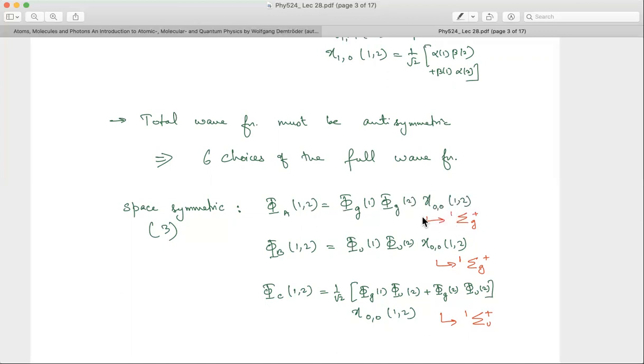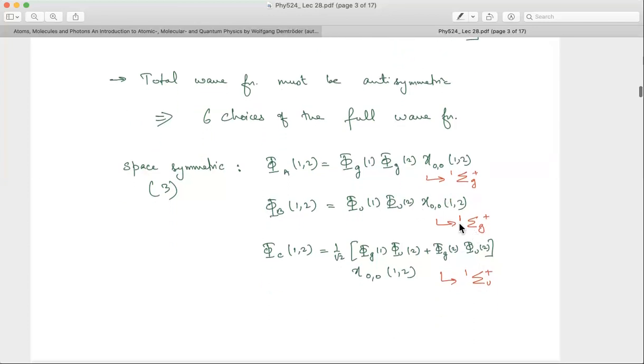Okay. So you can show this explicitly that this can be written as sigma g plus 1. And similarly, the B state also can be written as sigma g plus 1, irrespective of the fact that I start from sigma u of the H atoms. For the composite wave function, this is a sigma g plus actually. Okay, so this you show explicitly.